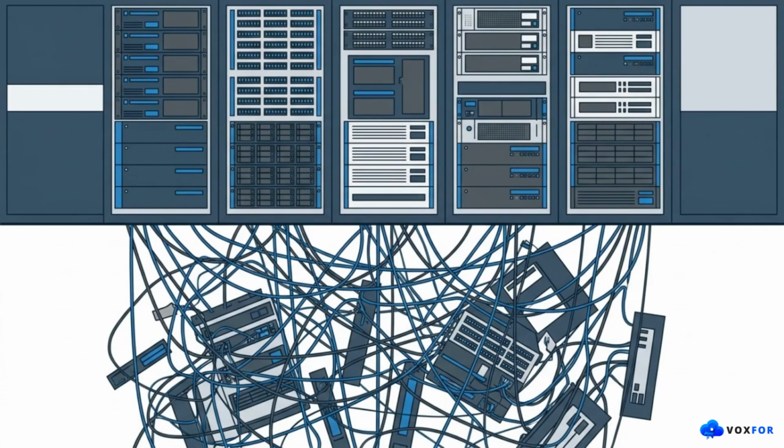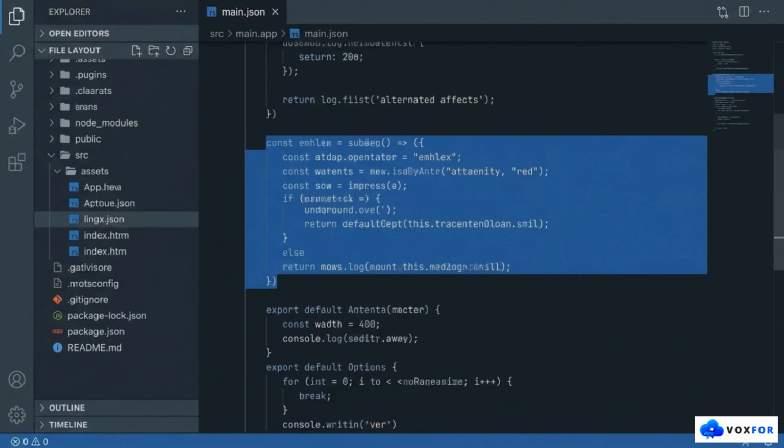OpenRouter steps in as a universal meta layer. It sits directly above this fragmented industry and handles the integration friction for you. The change is minimal. You don't have to rewrite your app or learn a new SDK.